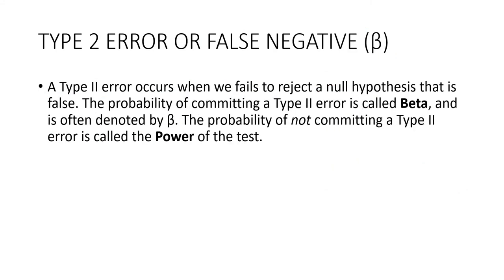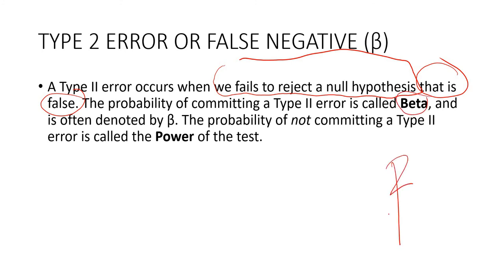Type 2 error, or false negative, is denoted by the letter beta. A type 2 error occurs when we fail to reject a null hypothesis that is false. Actually, the null hypothesis is false and we fail to reject it, then you will get a type 2 error. The probability of committing the type 2 error is called beta. It is denoted by the Greek letter beta. And the probability of not committing a type 2 error is called the power of the test. You need to understand that.